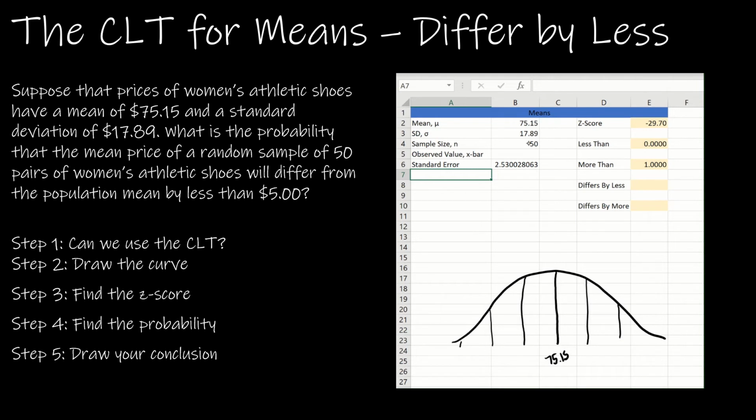So when I'm looking now at the question that says, what's the probability that the mean price will differ from the population by less than $5. So it's about 2 standard deviations is what we're looking at. So I want to find this area here in the middle. Now there's different ways that you can do this.